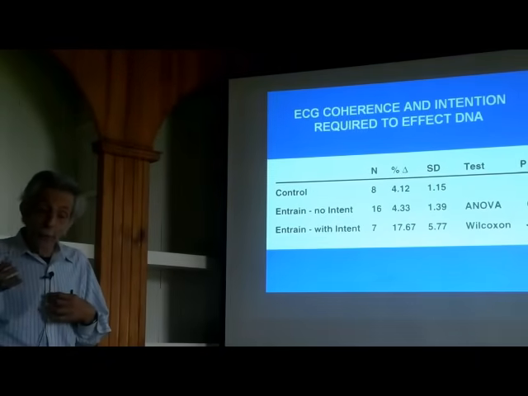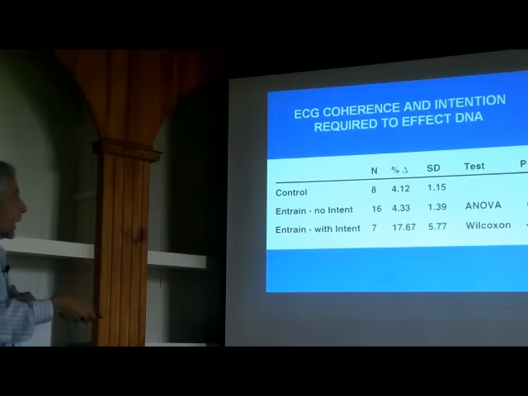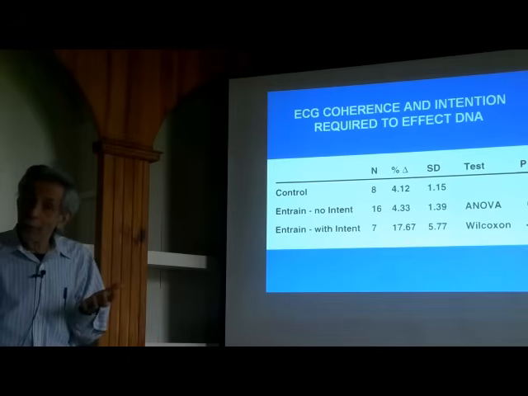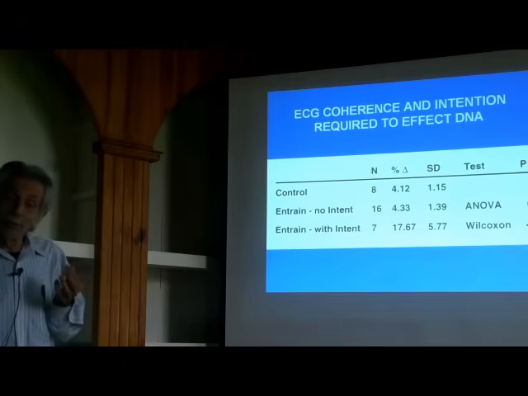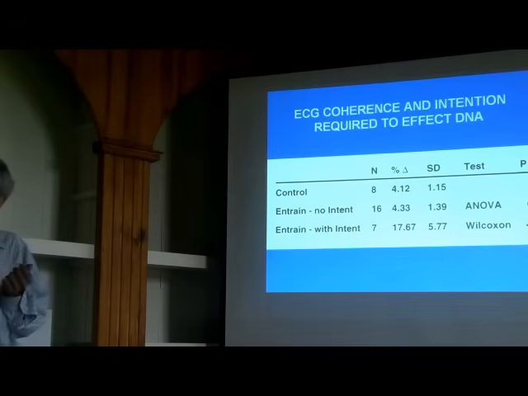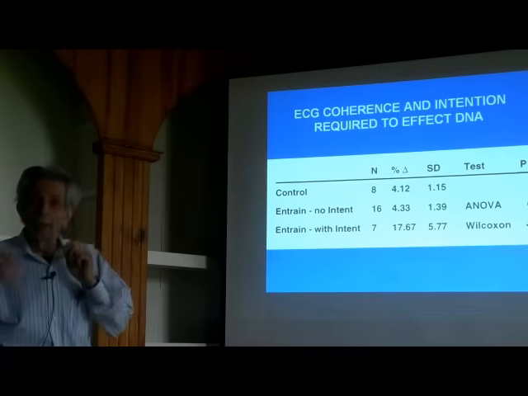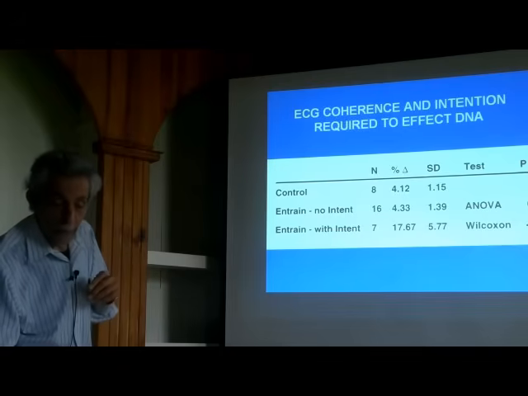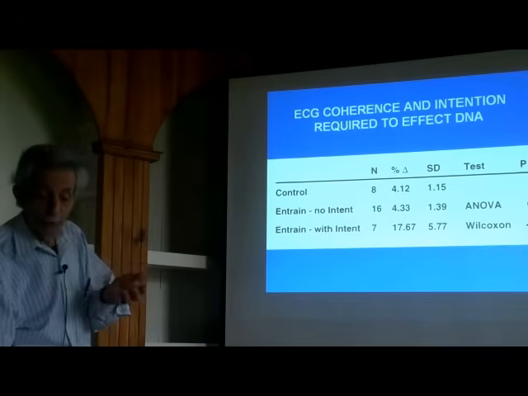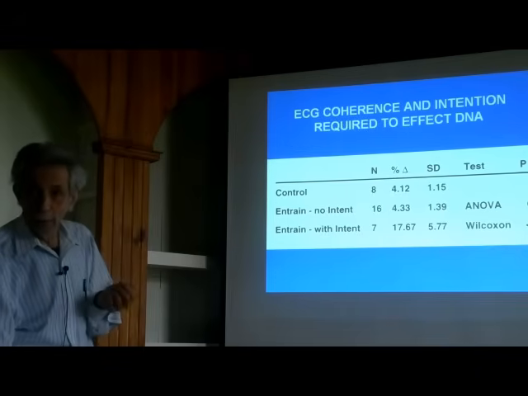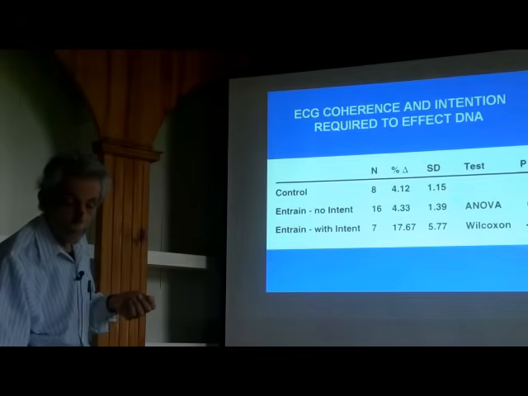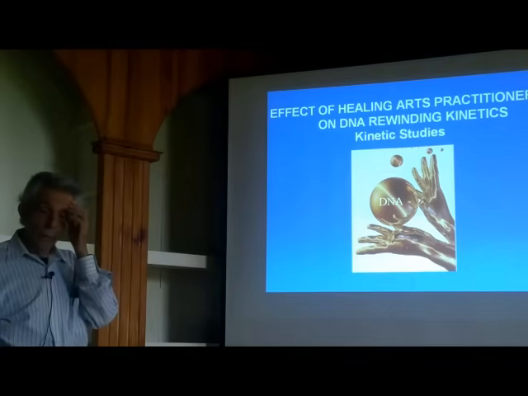So with no intention, if you look at the second column, 4.1 and 4.3, there's really no change in the DNA. But if there's intention and coherence, then there's a large influence on the DNA. That's good. So, important observation. Wait, what's N? Sorry. N is the number of experiments. Oh, got it. And then SD is the standard deviation, and P is the statistical significance. So if you do it enough times, you can get statistical significance. Okay, so got through that.